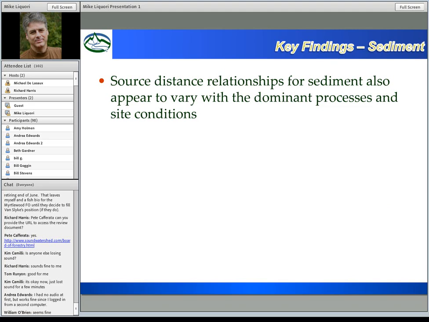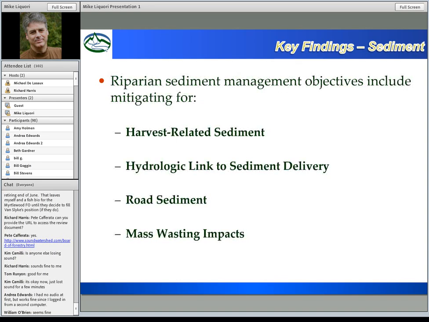Finally, the source distance relationships for sediment appear to vary with dominant processes and site conditions, and understanding the context of where you are is important. The focus for managing sediment should be on harvest-related sediment, trying to minimize the productivity there, focusing on the hydrologic link to sediment delivery. So even if you might generate sediment from the harvest activity, preventing it from delivering is important.